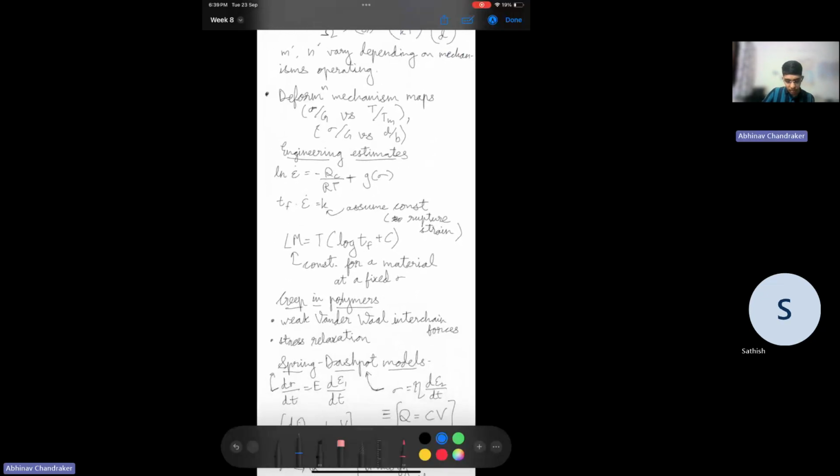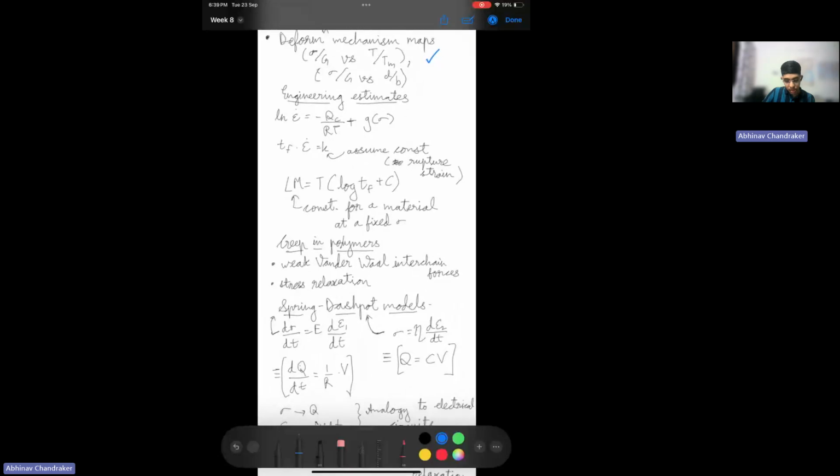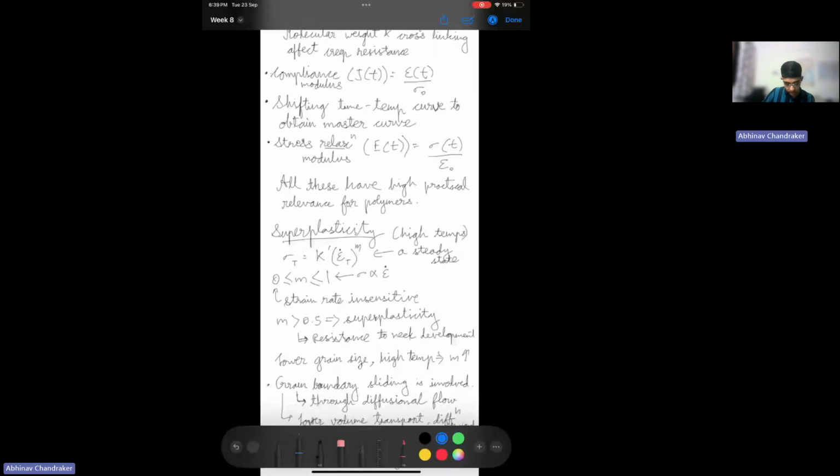Then there are deformation mechanism maps, which are very important. They are the end product of these creep studies, which can tell you which kind of creep is expected to take place in a particular regime, based on conditions such as temperature, stress, or grain size. These are important. You can check that in the slides.